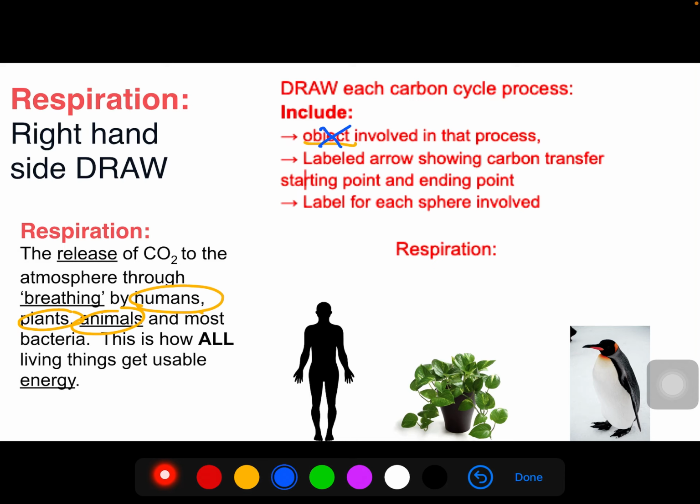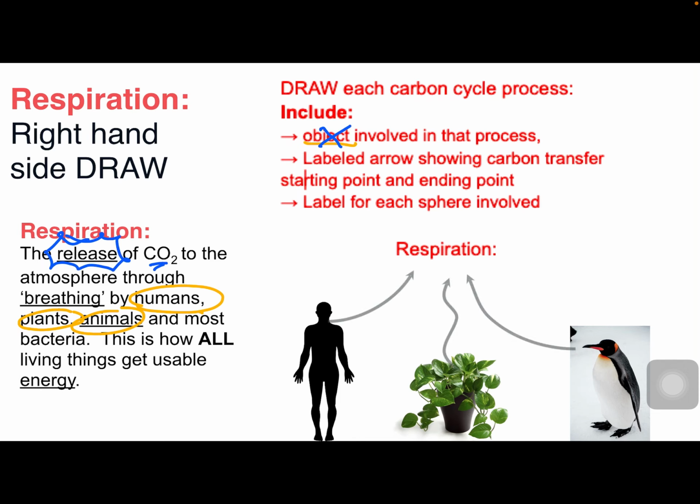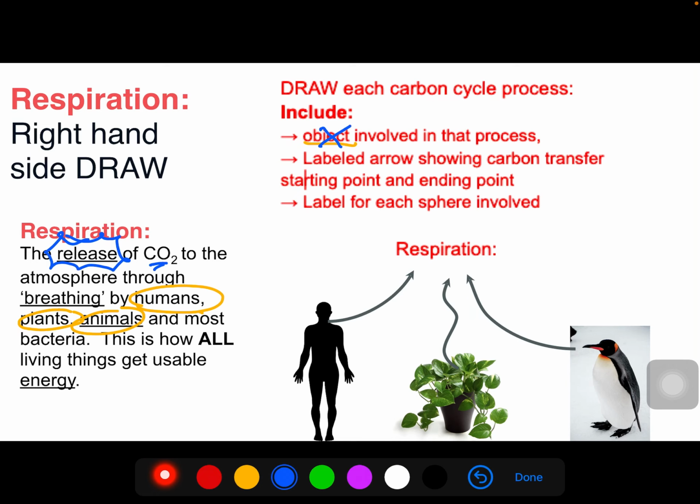Then I want to show the carbon transfer. So we know this is the release of carbon from all these objects, and it's releasing it, CO2, we know that's headed to the atmosphere. So I want the arrows to show respiration is carbon leaving these biosphere objects.